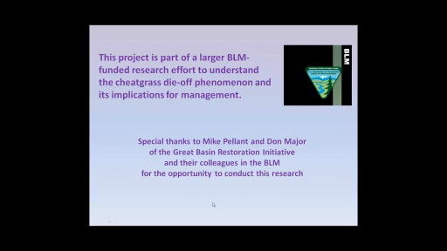I just want to acknowledge the fine efforts of Mike Pellant and Don Major to obtain some funding for our part of this research. You all know last year was a very tough funding year, and we were very impressed with their ability to get us some money to get started on this research, and we thank them for that.